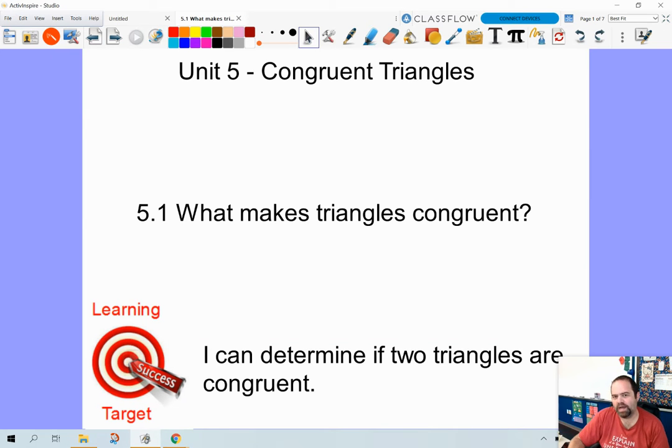So our next unit is about congruent figures. We're going to focus specifically on triangles just because they're the most basic shape, but this easily transfers over to any other type of figure. The idea of congruent is basically a version of equals, but for geometric shapes.